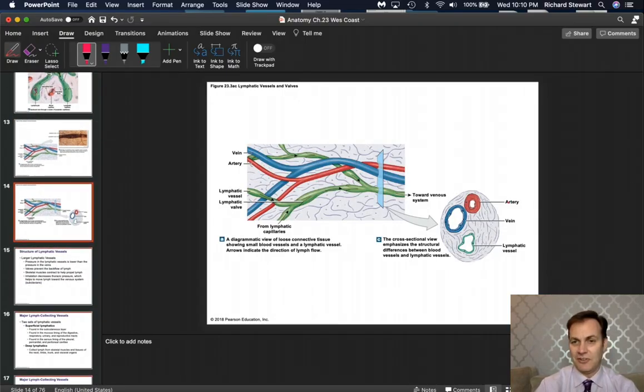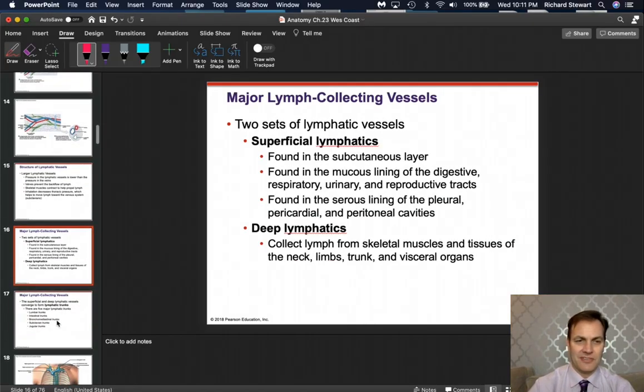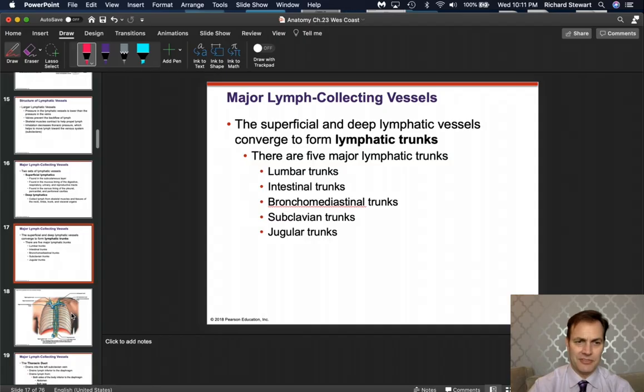As you see, artery wall, thick. Vein wall, not so thick. Lymphatic vessel wall, really not very thick. Okay. Don't worry too much about superficial and deep.